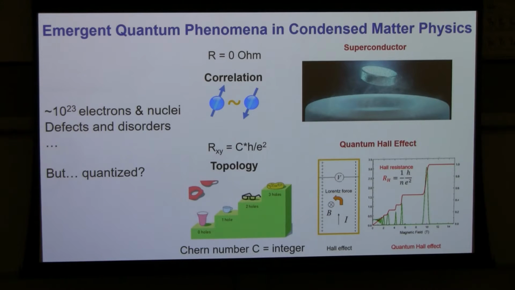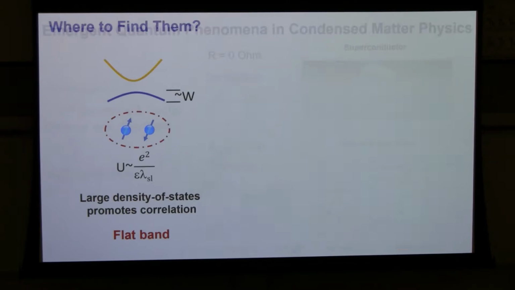After many years of condensed matter research, we have some lore about where to get these kinds of amazing phenomena emerging from the assembly of elementary particles. One thing we have learned is that usually if you have a flat electronic band, where the kinetic energy of electrons is quenched, the interaction between them starts to become important. So we know we want to look for flat bands and large density of states.